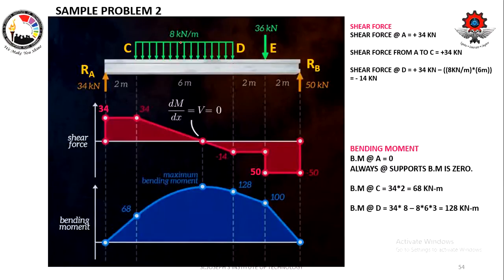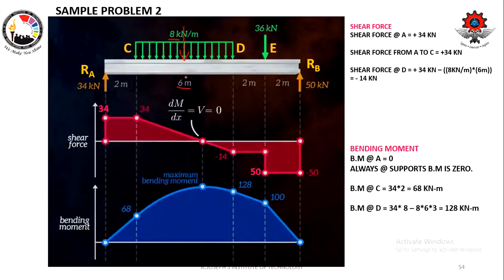For that we have to convert this UDL into a point load first. So converting into point load, what we are supposed to do? Multiply the load into the distance. That is 8 kilonewton into 6 meter. That will give you a point load that will act at the center of this entire UDL.